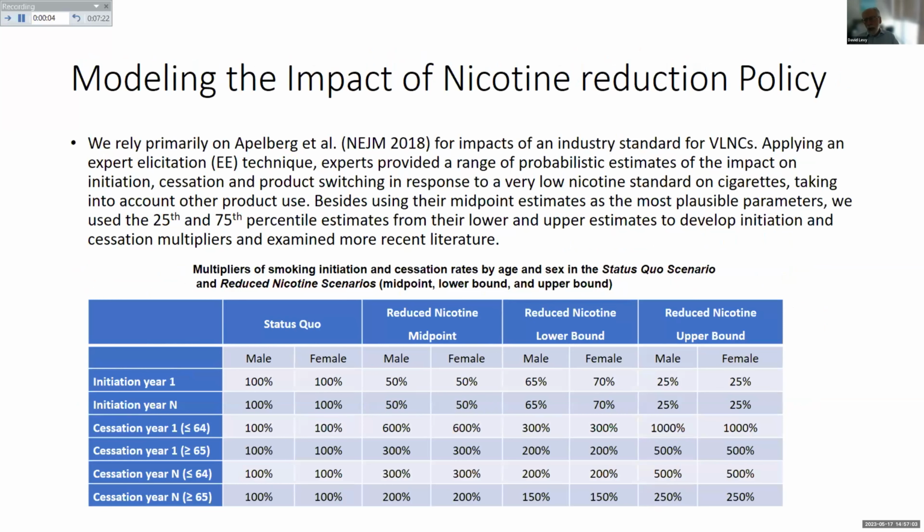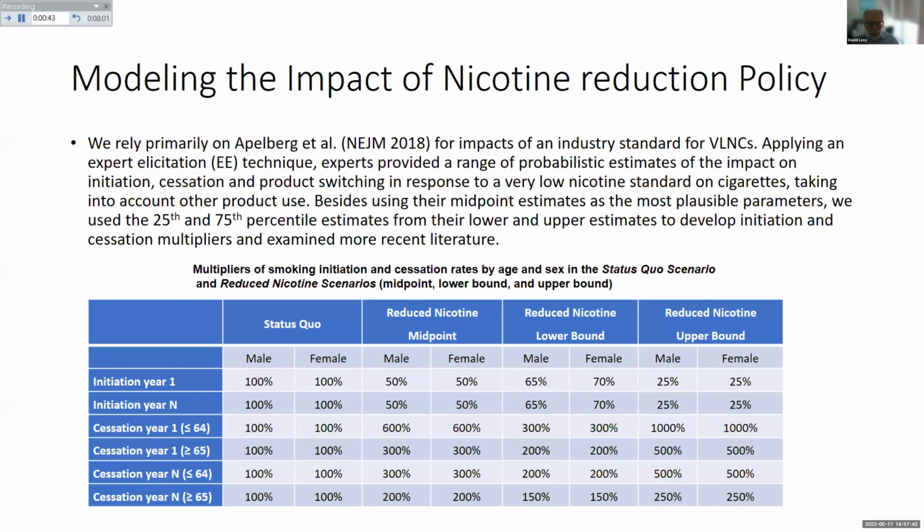Okay, so we have the status quo. To look at the impact of a nicotine standard, we need to then model the impact of nicotine reduction policies. And for this, we relied primarily on the Apelberg New England Journal paper because of the sophistication of the expert review that was done, as well as other information which they used in developing their model.